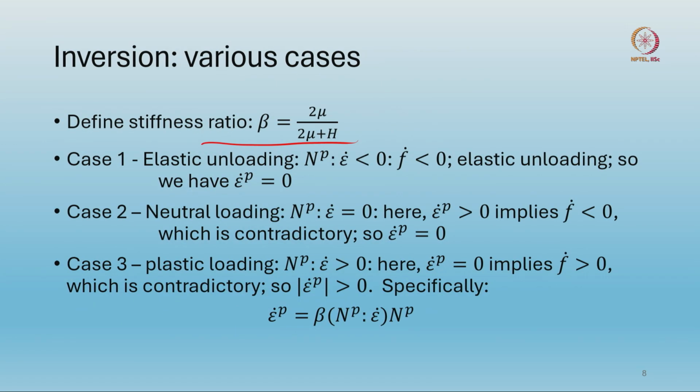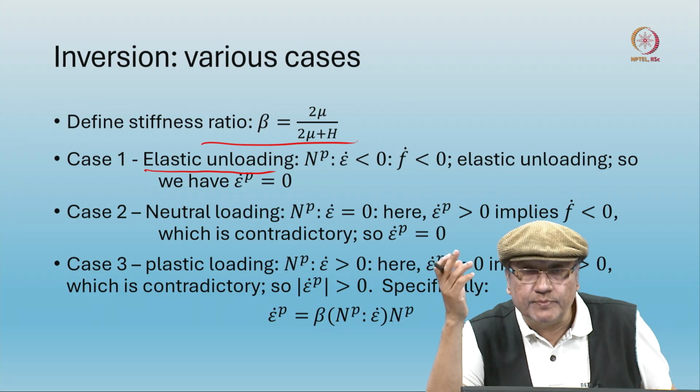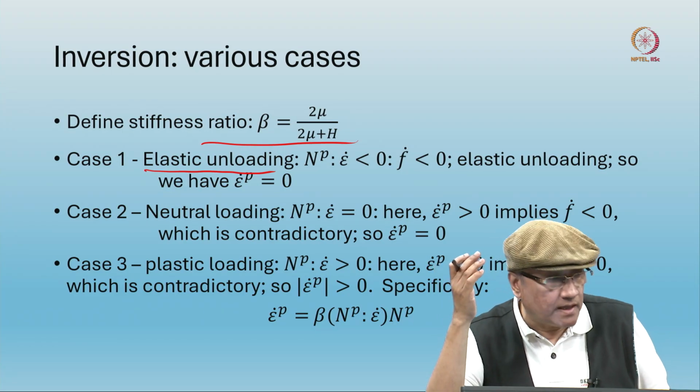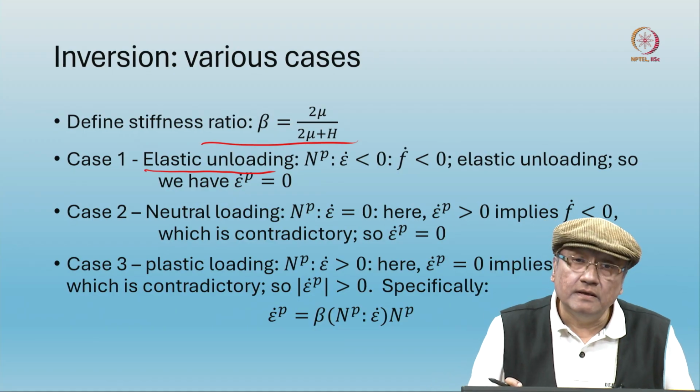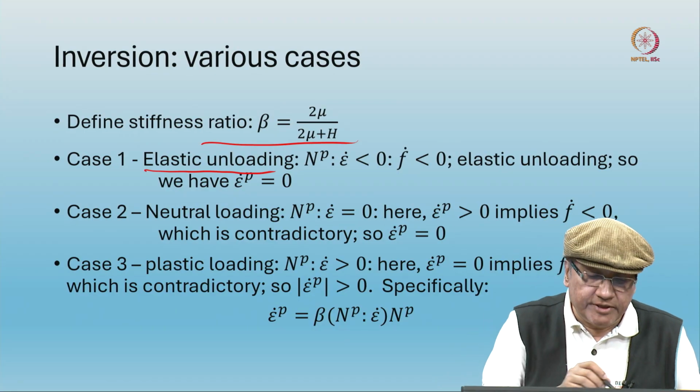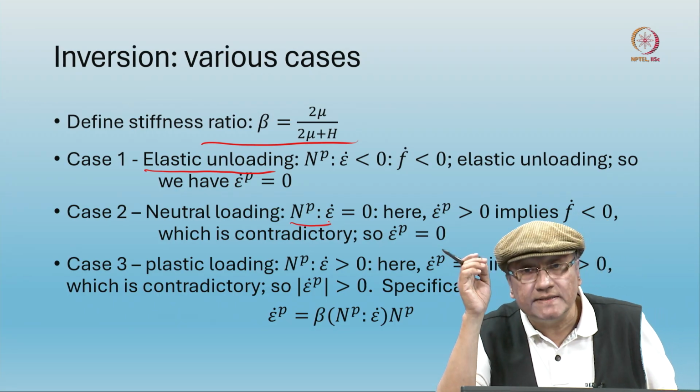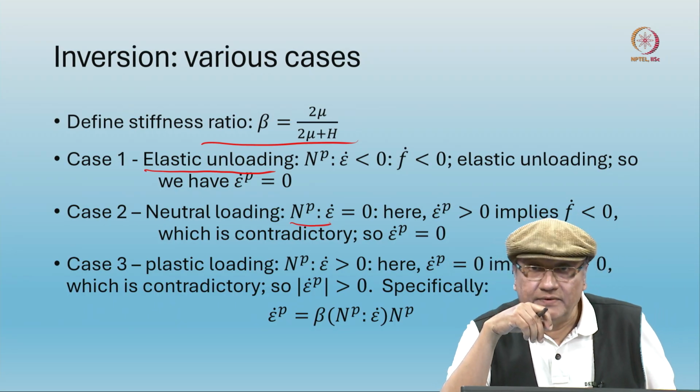So this is what is called the elastic unloading. Whenever the inner product of NP with epsilon dot is less than 0, it corresponds to elastic unloading. Now, consider case 2 in which we have the inner product of NP with epsilon dot equal to 0.